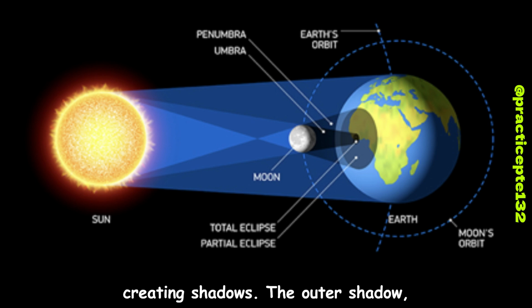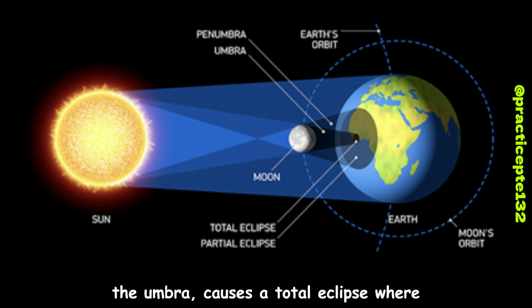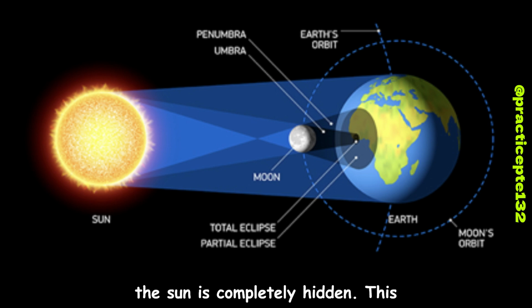The outer shadow, called the penumbra, causes a partial eclipse, where only part of the sun is covered. The darker center shadow, called the umbra, causes a total eclipse, where the sun is completely hidden. This image helps us understand how solar eclipses form.